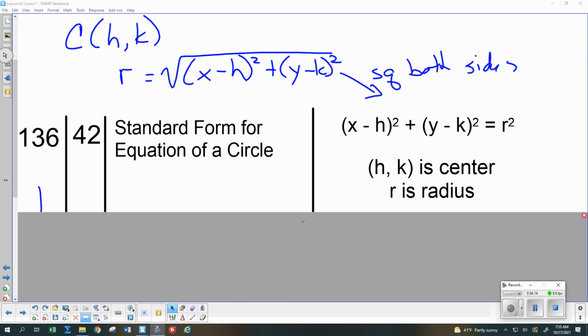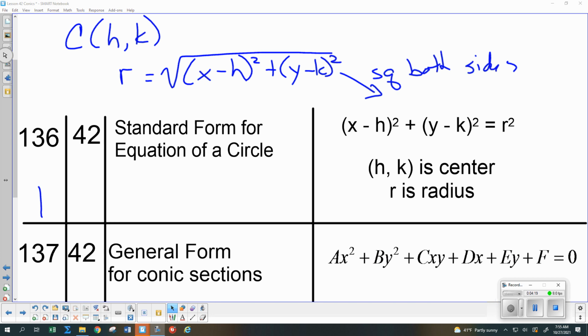We also talk about the general form of any conic section, and that's when we start off with x squared if there is one, y squared if there is one, x and y multiplied together if there is one of those terms, then just the plain x's, then the plain y's, then the constant, and it equals 0. And we'll do an example in a few minutes where we do both of those kinds of equations.